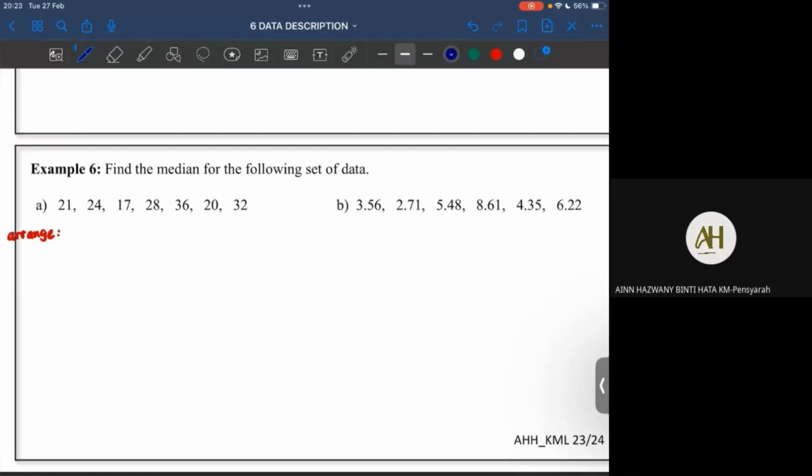Okay, so kita arrange. So start with 17 and then we have 20, 21, 24, 28, 32. Always kira balik. Kita kira tadi 1, 2, 3, 4, 5, 6, 7. So we have n equals to 7. So lepas dah arrange, always kira balik supaya kita tak tinggal satu pun data. 1, 2, 3, 4, 5, 6. Dah tak cukup dah. So apa yang tertinggal dekat sini ialah 36. Okay. Lepas arrange, always kira balik. Make sure cukup kita punya n kita.